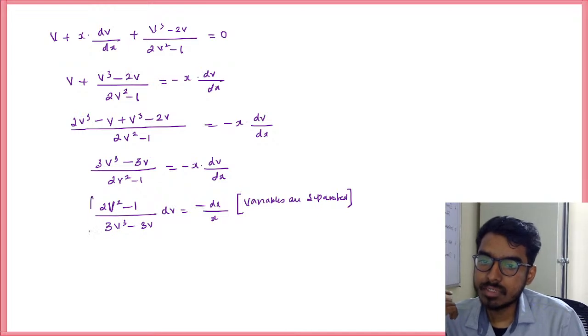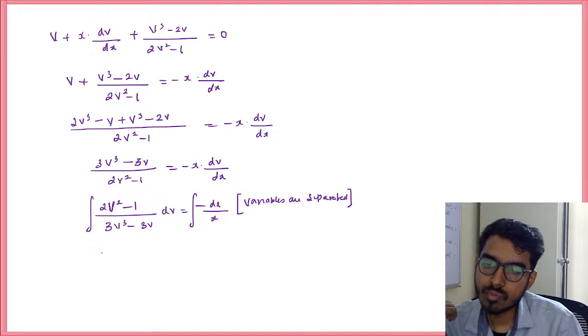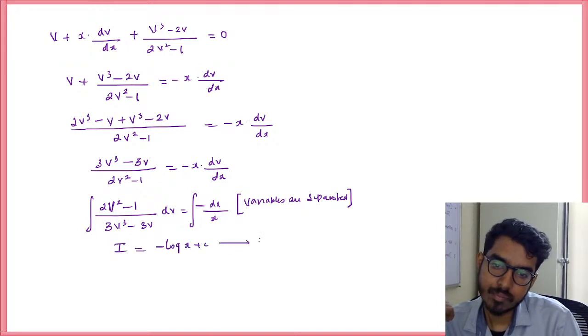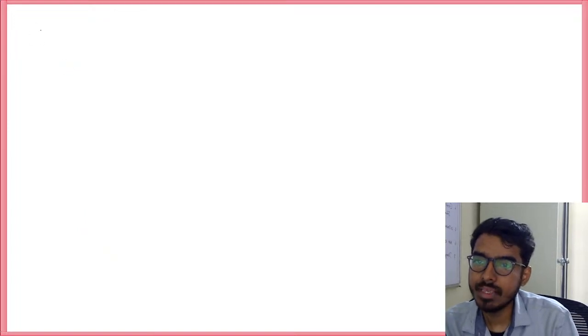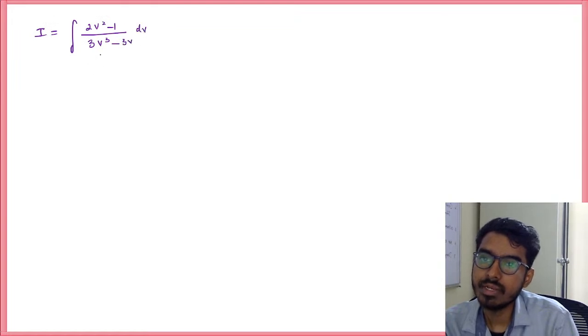Now you have to integrate this. This will be, let's call this as I, minus log x plus c. Now to find the value of I, it is the integration of (2v² − 1) divided by (3v³ − v) dv, right? Let's do partial fractions here.